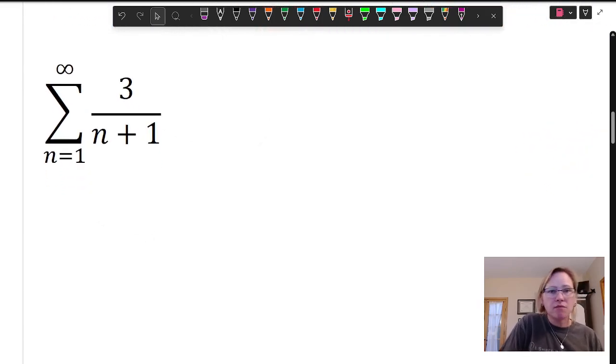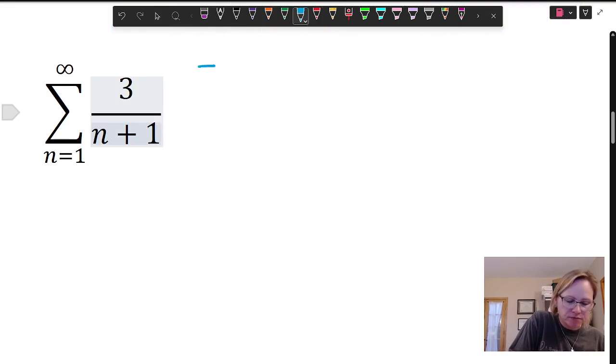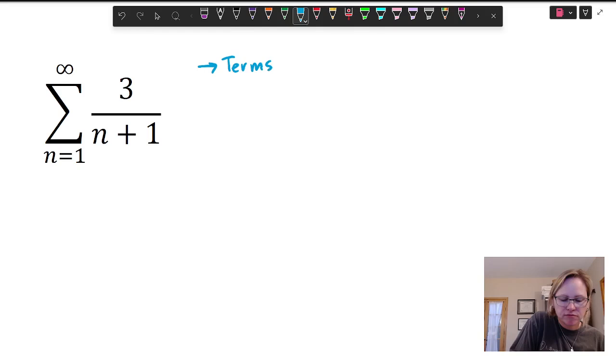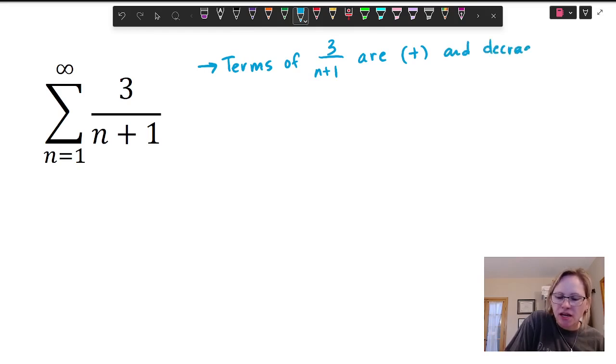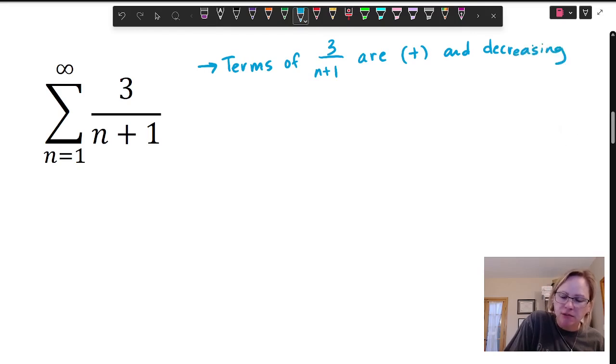So I'm going to state my conditions. The terms of 3 over n plus 1, or you can call it a_n, are positive and decreasing. And anytime you say something, you want to make sure that what you're saying is actually true. And here they are going to decrease. Anytime you have an n in the bottom of a fraction, as n gets bigger and bigger, that fraction will get smaller and smaller. Then what you're going to do is say f of n.